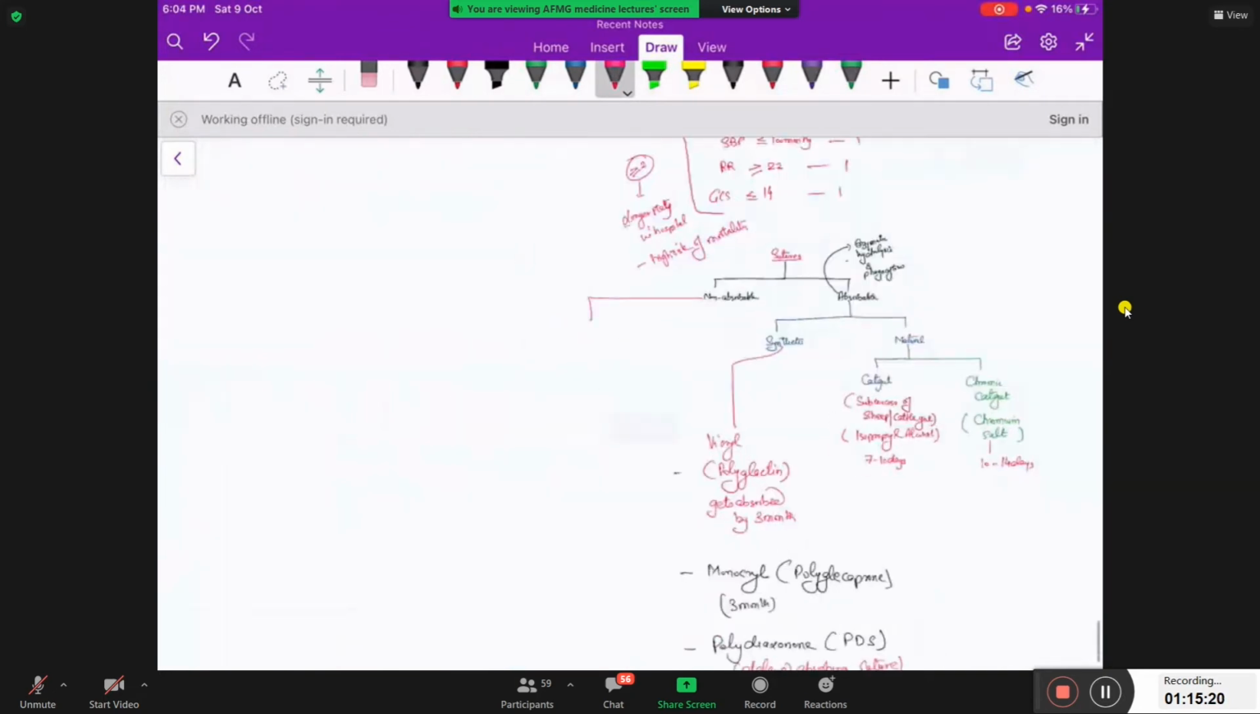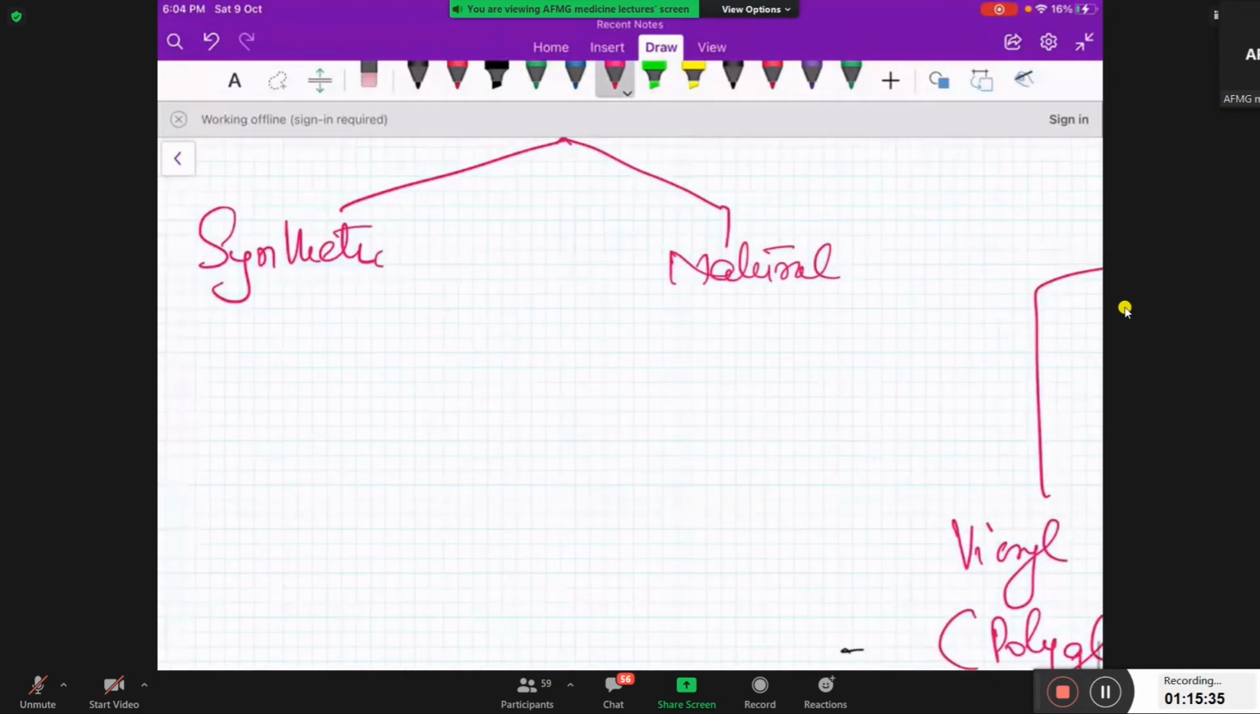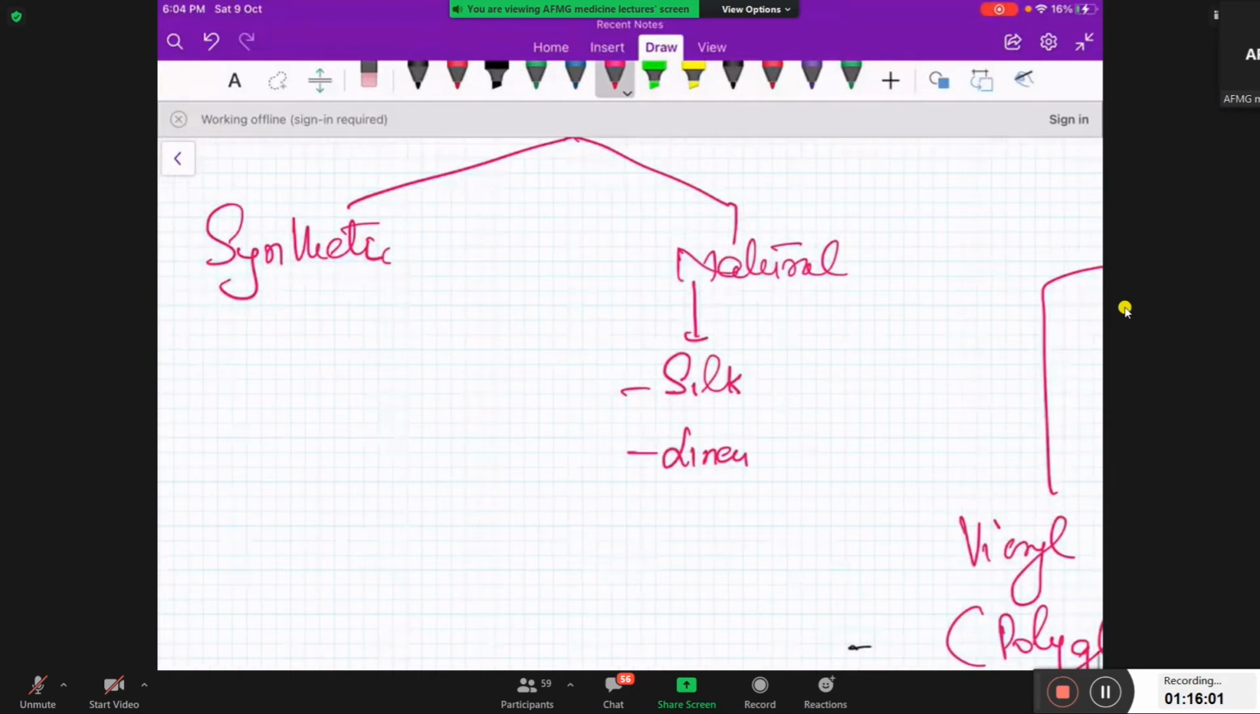Can we go ahead? Now, in non-absorbable sutures, we have again synthetic and natural. In natural, we have silk, we have linen.